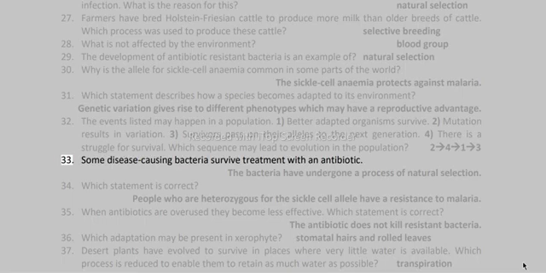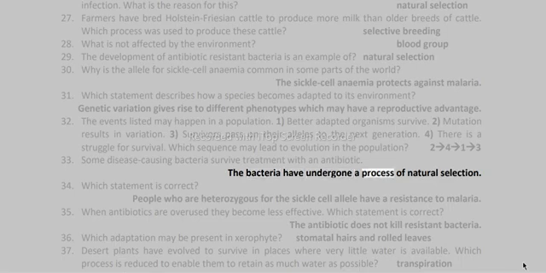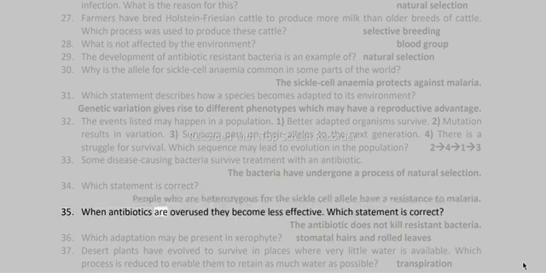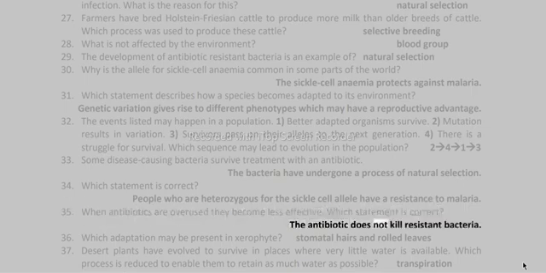Question 33. Some disease-causing bacteria survive treatment with an antibiotic. The bacteria have undergone a process of natural selection. Question 34. Which statement is correct? People who are heterozygous for the sickle cell allele have a resistance to malaria. Question 35. When antibiotics are overused they become less effective. Which statement is correct? The antibiotic does not kill resistant bacteria.